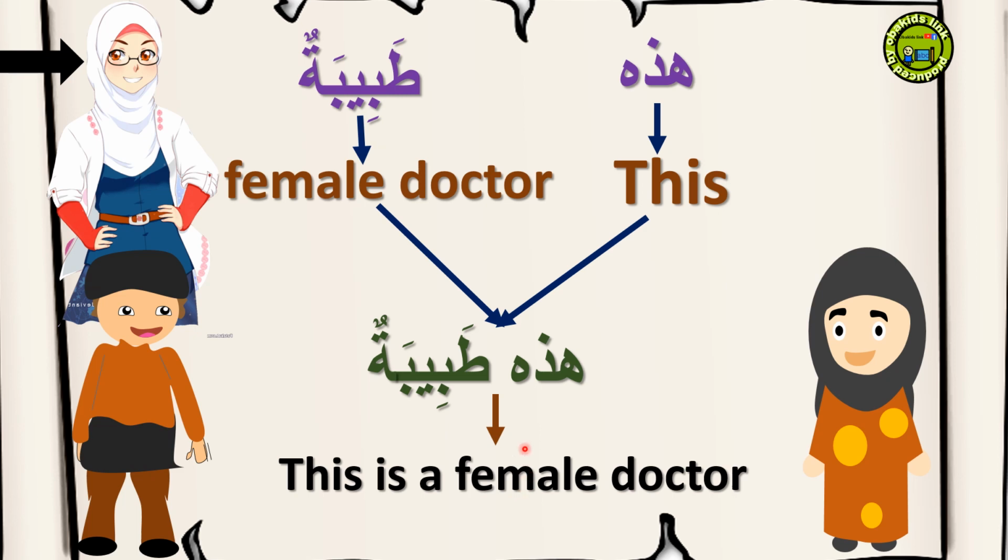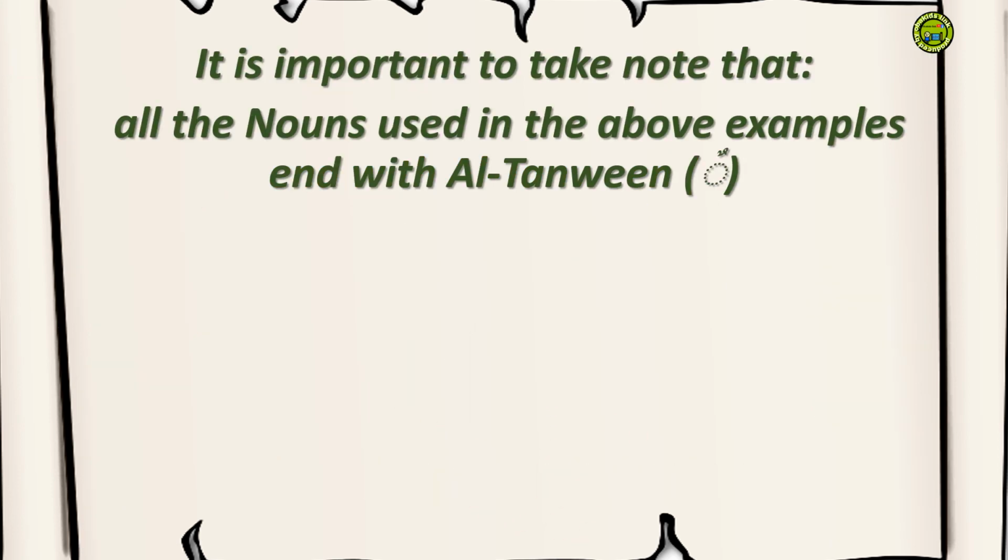Let us look at the example again. This is hazihi. Hazihi is a singular feminine demonstrative pronoun, which means this. This is tabibatun. Tabibatun is a singular feminine noun, which means a female doctor. Now if we combine hazihi and tabibatun together, it becomes hazihi tabibatun, which means this is a female doctor. It is important to take note that all the nouns using the above examples end with al-tanween.